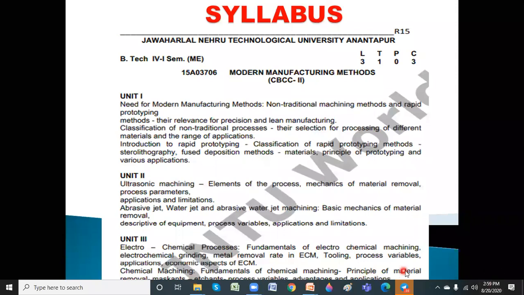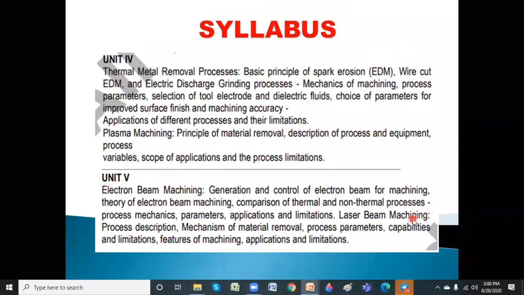After that, we'll deal with the third one, which is the electrochemical process of machining. As I said, you have electrochemical milling, electrochemical grinding, like that. All these things are regarding electrochemical processes. This is ultrasonic machining and abrasive water jet, and this is electrochemical. So these are all the different classifications we're going to study in your syllabus.